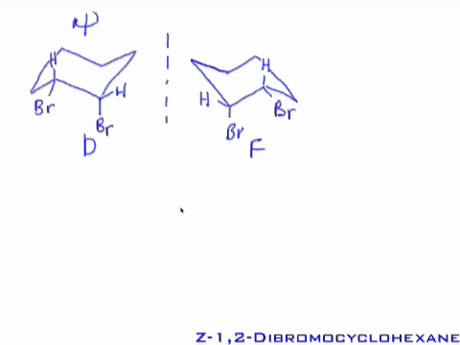What if I do a ring flip? What if I ring flip this guy? Okay, let's try. Let's do a ring flip of D. So I tilt my ring the other way. What was the up end becomes down, and what was down becomes up. And I end up with a new chair conformer. Looks like that. Now this left-hand bromine, the equatorial bromine becomes axial, so I'll draw it axial.